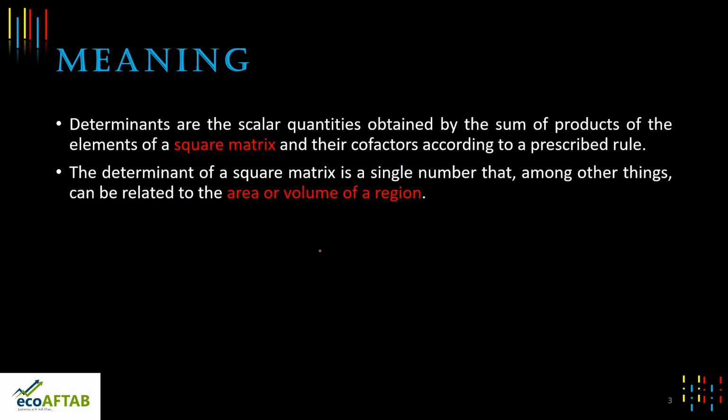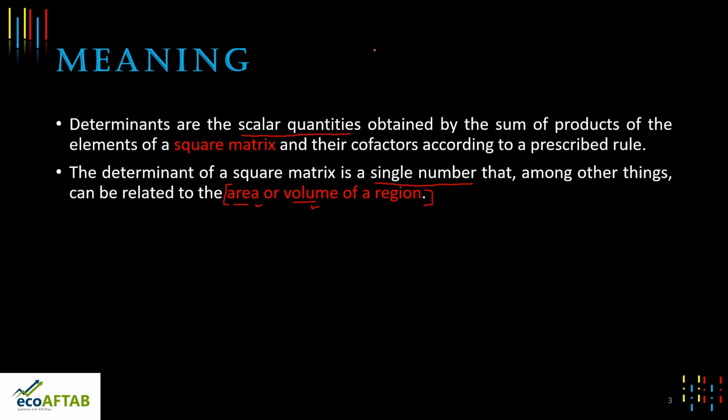Then what is actually the meaning of determinant intuitively? The determinant of a square matrix is a single number, as already told. Here I have written it as a scalar quantity that, among other things, can be related to, this is the important part, area, volume of a particular region. So, determinant shows geometrically the area of a region, or else you can say the volume of a region.